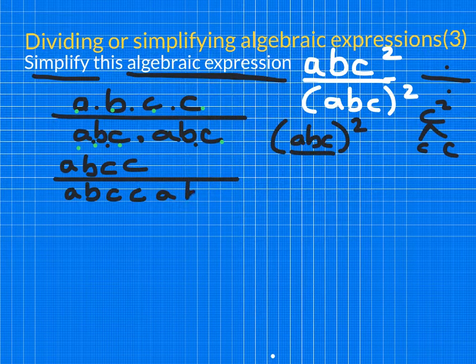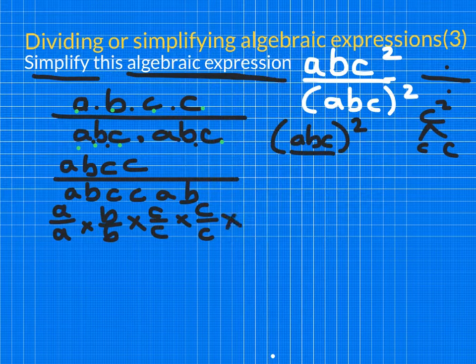What this means now is we can separate the fraction and write it in a separated form. That's the same as saying A divided by A times B divided by B times C divided by C times C divided by C times, well, we haven't got anything else there, but we've got an over A. That's a 1 over A, and that's going to be a 1 over B.